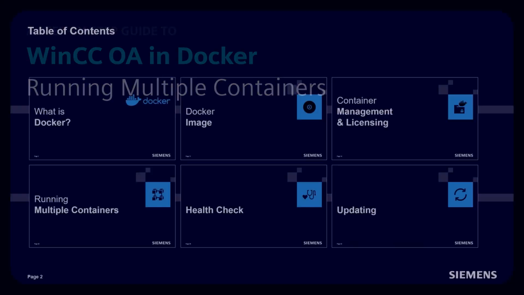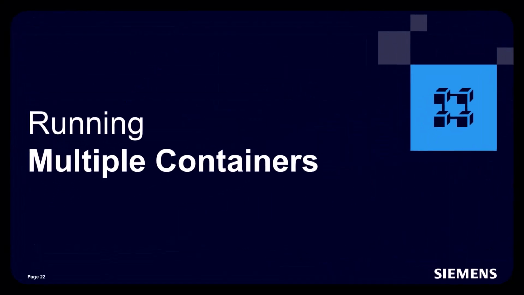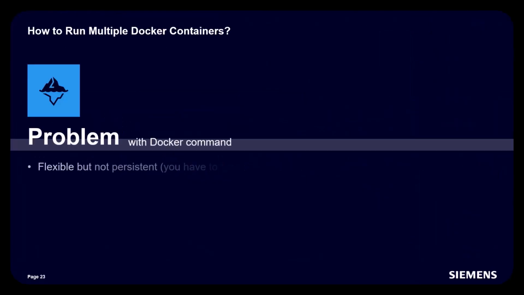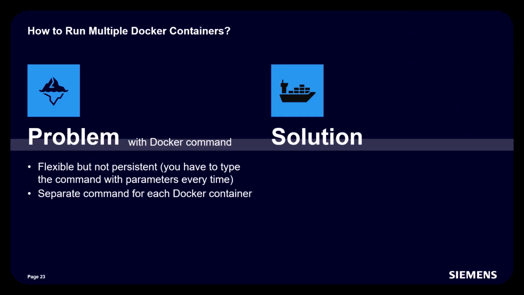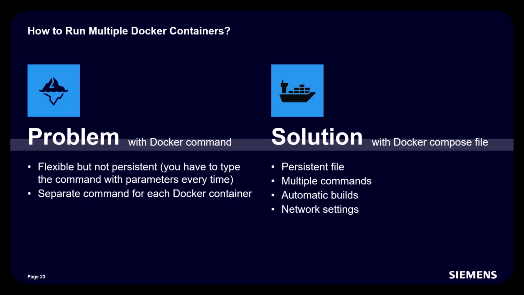Welcome back. Now let's find out how to manage the start of multiple containers. The Docker command is a flexible foundational tool. However, if you want to run multiple containers and ensure that the run commands or configurations are persistent, it's better to use Docker Compose. Docker Compose uses a YAML file to define multiple aspects such as build instructions, container configurations, volumes, and network settings.